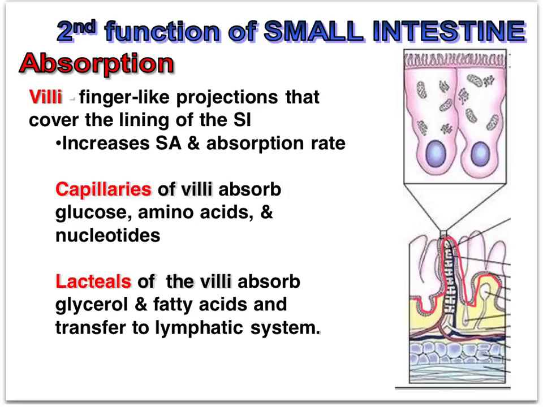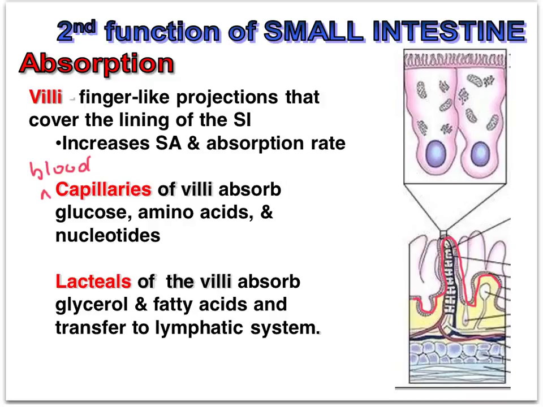We have capillaries, and these are blood capillaries. And those blood capillaries will absorb glucose, amino acids, and nucleotides. Then we also have this lacteal, and that lacteal will absorb glycerol and fatty acids, and those are transferred into our lymphatic system, which we'll talk about when we talk about the circulatory system.